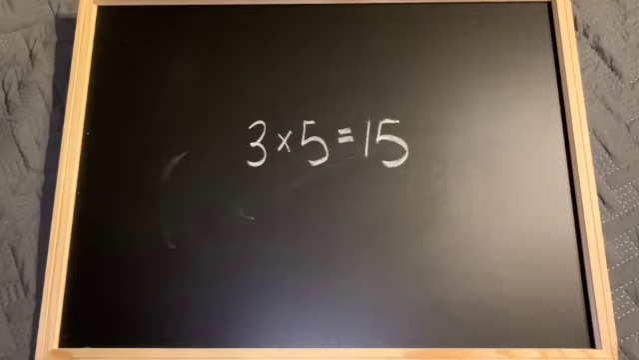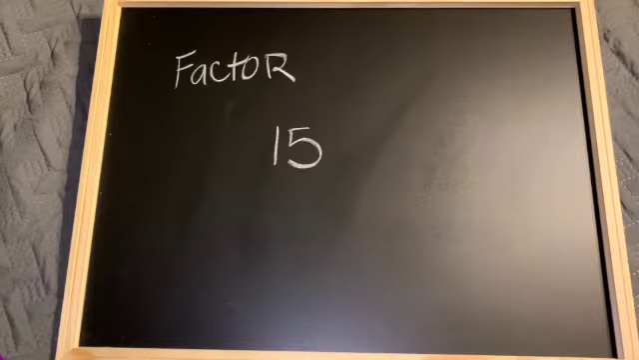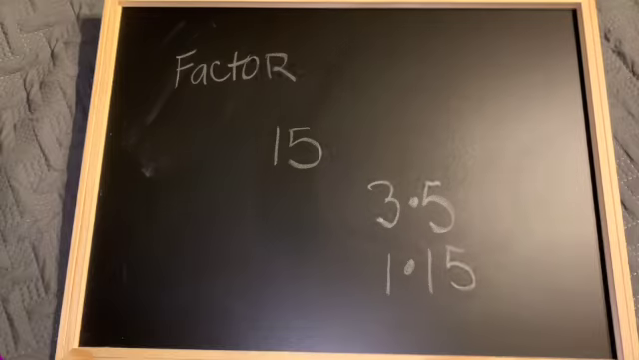In the statement, 3 times 5 equals 15, 3, 5, and 15 are factors, and 15 is called the product. And using the dot's just another way to indicate multiplication. To factor 15 means to write it as a product. The number 15 can be written as 3 times 5 and also as 1 times 15.